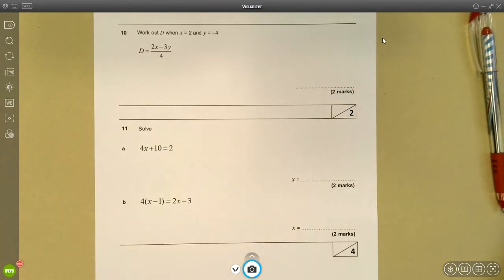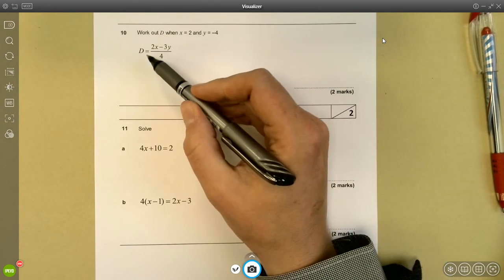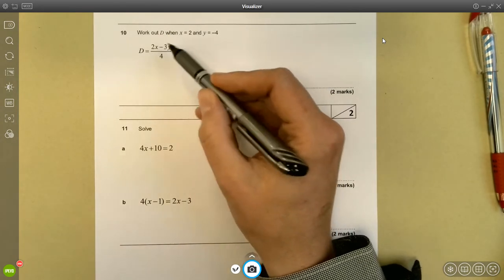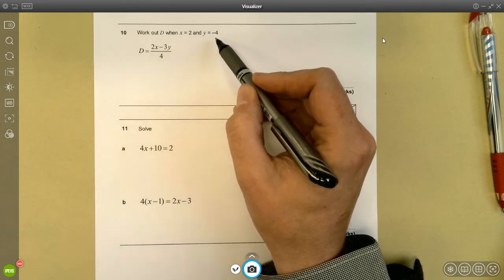Athletes, we're on the final stretches. We're on question 10. We've been asked to work out D, what's this bit of algebra here, when x is 2 and y is -4.